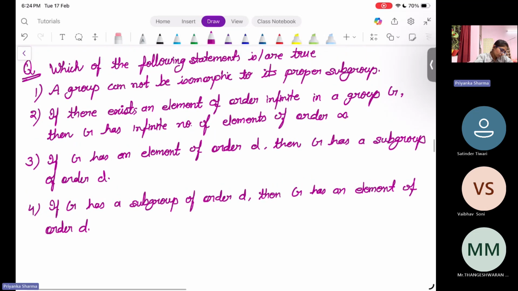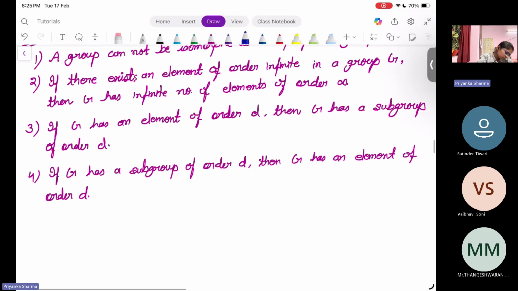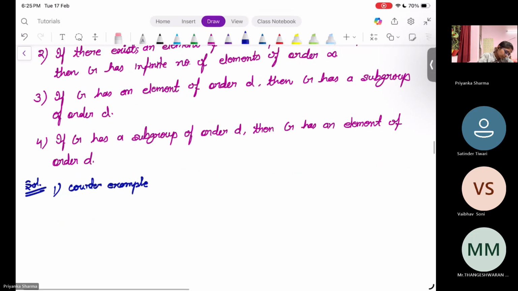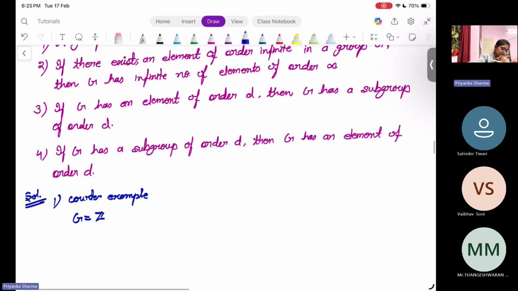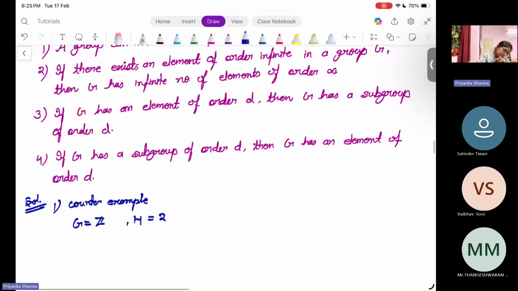Which one is true, which one is false? Let's discuss them one by one. The first one we discussed in a previous problem solving session. The first statement is false actually. We can have a counterexample. Consider the group of all integers, say G is Z, and H a subgroup. Let us fix it as 2Z, the subgroup of all even integers.